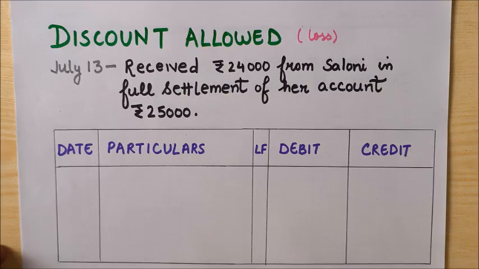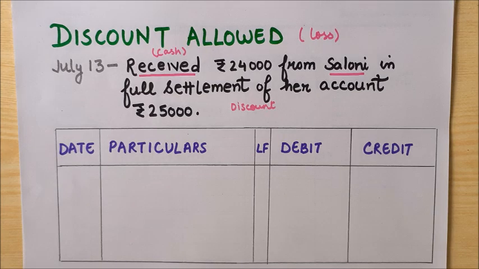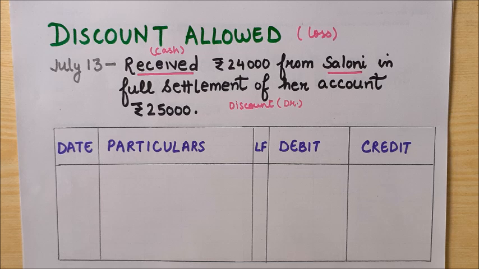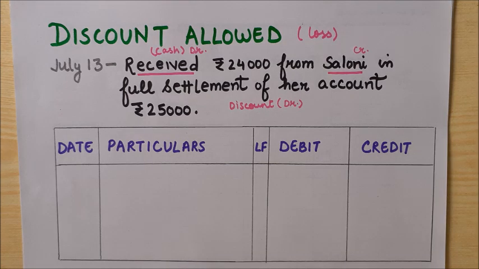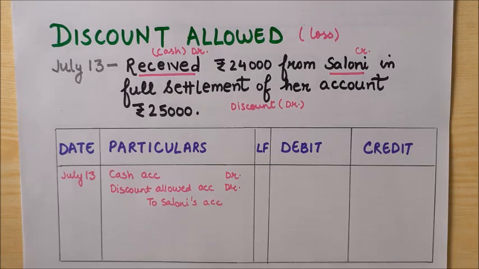So let's see how the discount will be recorded if it is received or if it is allowed. When the discount is allowed, it is a loss for the organization. For example, on July 13, received 24,000 from Saloni in full settlement of her account of 25,000. That is, you received the cash 24,000 and you have given 1,000 as discount, as she has to pay 25,000. So now we need to see which three accounts are involved. First is cash, second is Saloni, and third is discount. Since it is a loss for the organization, discount will be debited.